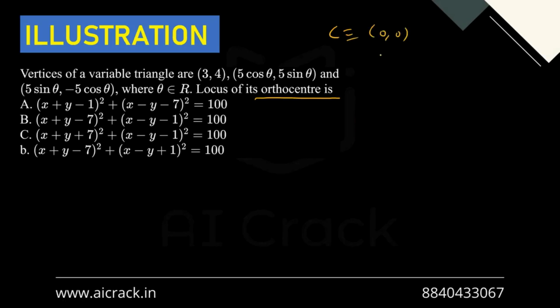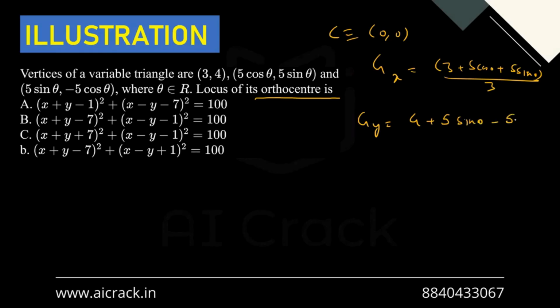Now the centroid is easy. For the centroid, we can add these 3 and divide by 3. So Gx would be (3 plus 5 cos theta plus 5 sin theta) divided by 3, and Gy would be (4 plus 5 sin theta minus 5 cos theta) divided by 3. So we have got the coordinates.